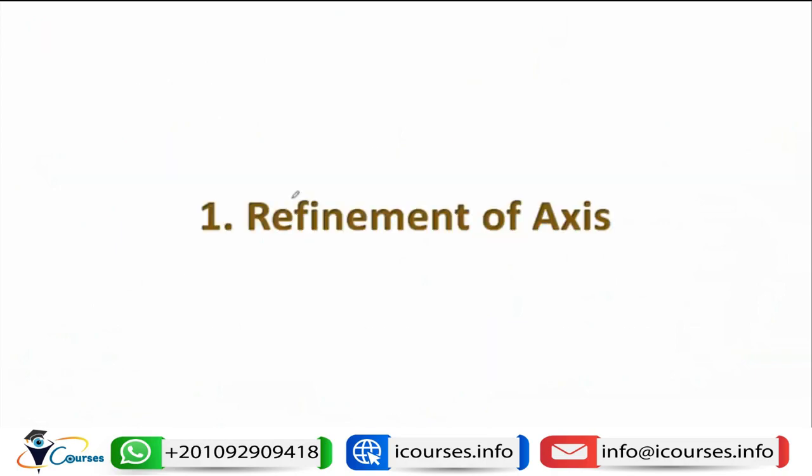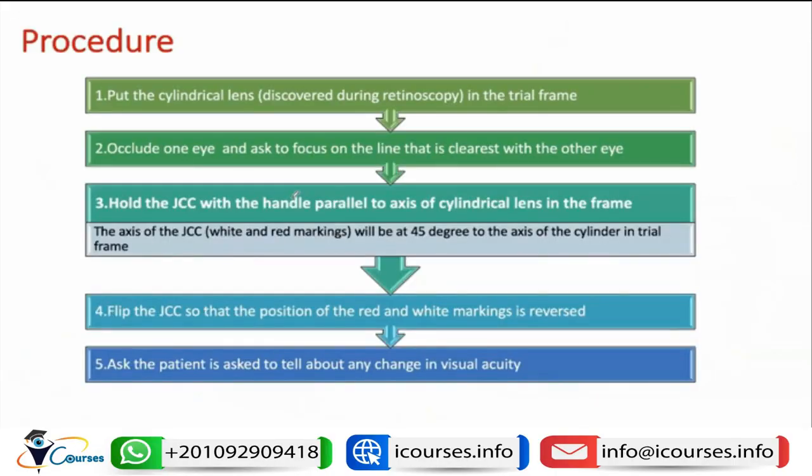So let's now see what are the steps in order to discover the axis of the cylinder of a patient that has a cylindrical lens in his trial frame or his glasses. First, we will put the cylindrical lens discovered during retinoscopy in the trial frame. Then we will occlude one eye and ask the patient to focus on the last line that is clear with this eye. Then we will hold the Jacksonian cross cylinder with the handle parallel to the axis.